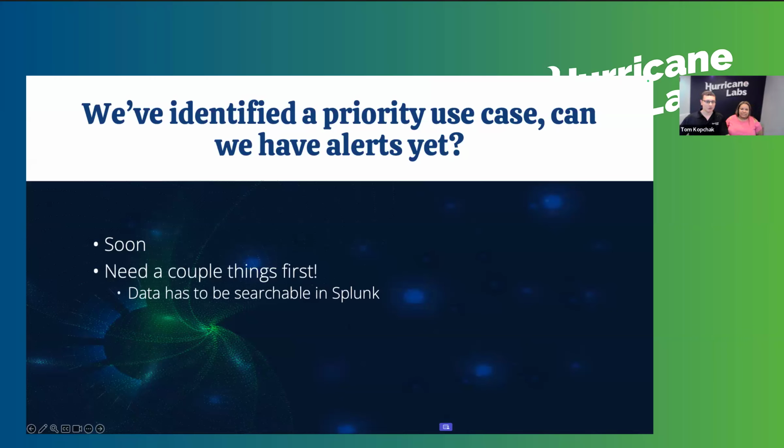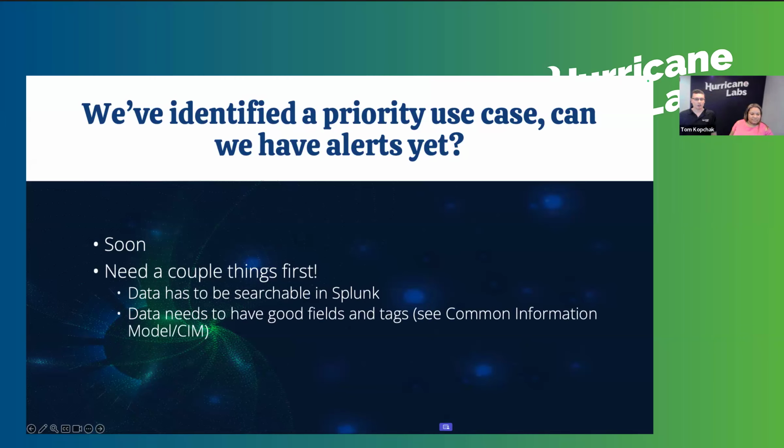First, obviously, since we're using Splunk for this, data has to be searchable in Splunk. It sounds like common sense, but a lot of times it's like, oh, what comes first? The Splunk alert or the log source? It's the log source that has to come first. There's no chicken and egg question here. Data first, then alerts. And then the data also has to be usable in Splunk and normalized. So it needs to have good fields and good tags, basically using the Common Information Model or CIM.